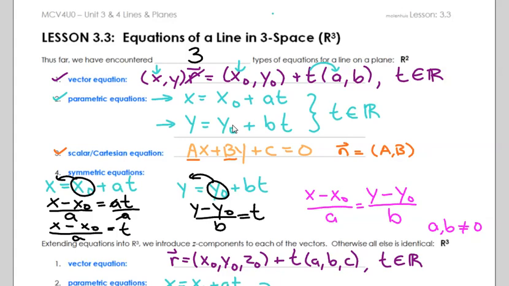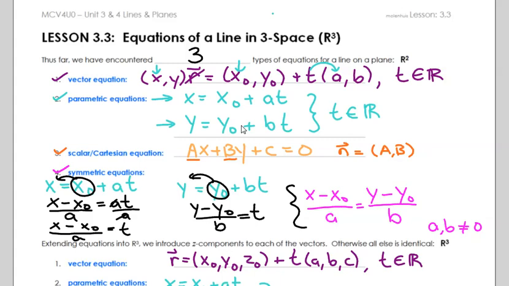You'll notice that both equations equal t, and so we can rewrite it like this, where they're equal to each other through substitution. And notice that a and b obviously can't equal 0 because your denominator should not be 0. But this gives rise to your last ones, which are called your symmetric equations.